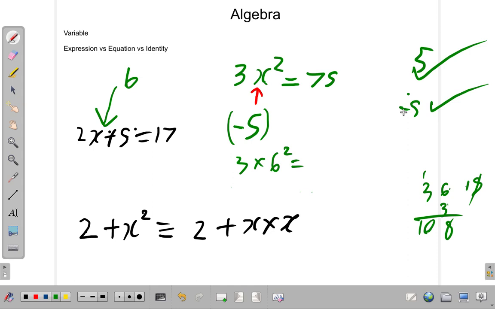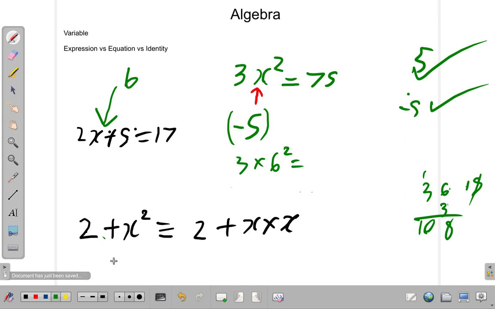You have some equations in which only one number will satisfy the equation. In the equation that we looked at, the 2x plus 5, only one number will satisfy it, and it's 6. Here, in this case, two numbers will satisfy this equation. 5 and negative 5, no other number. Alright, let's look at the identity now.